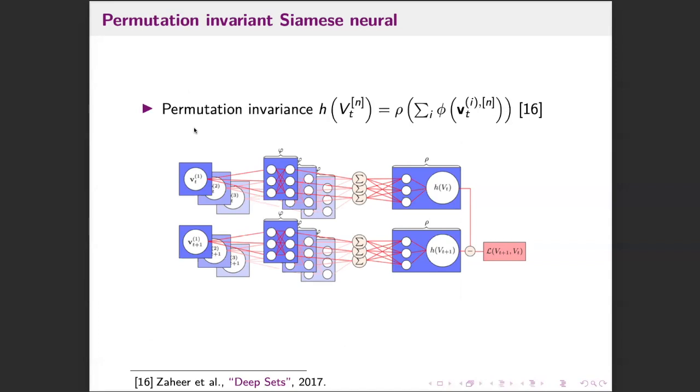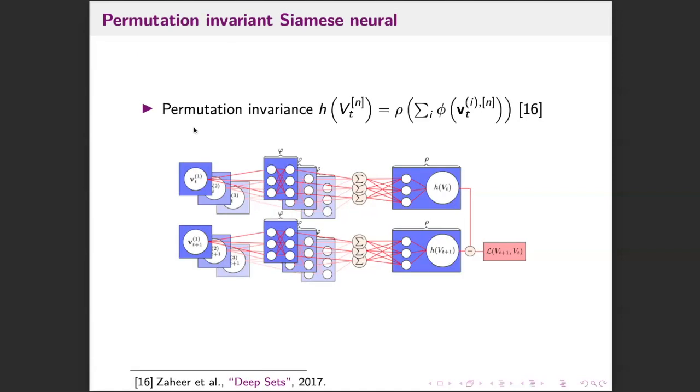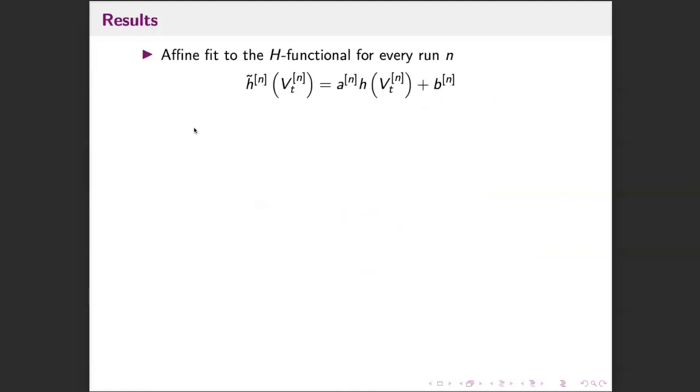And then it is all summed, and it goes through a single function rho. And then you compare the time steps. This is also called the Siamese neural network.